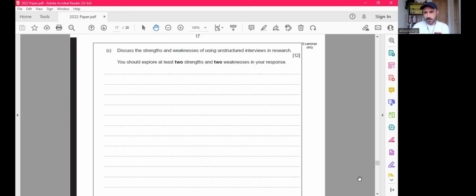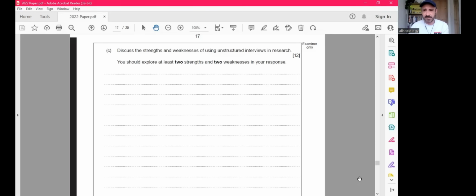Another strength of unstructured interviews would be that they give you incredibly detailed qualitative data. This can help you really identify and explore some of the people's views on whatever topic you're talking about. Then your 2 weaknesses, let's go for lack of reliability. So reliability means the ability to repeat these things easily. You can't repeat unstructured interviews very easily.